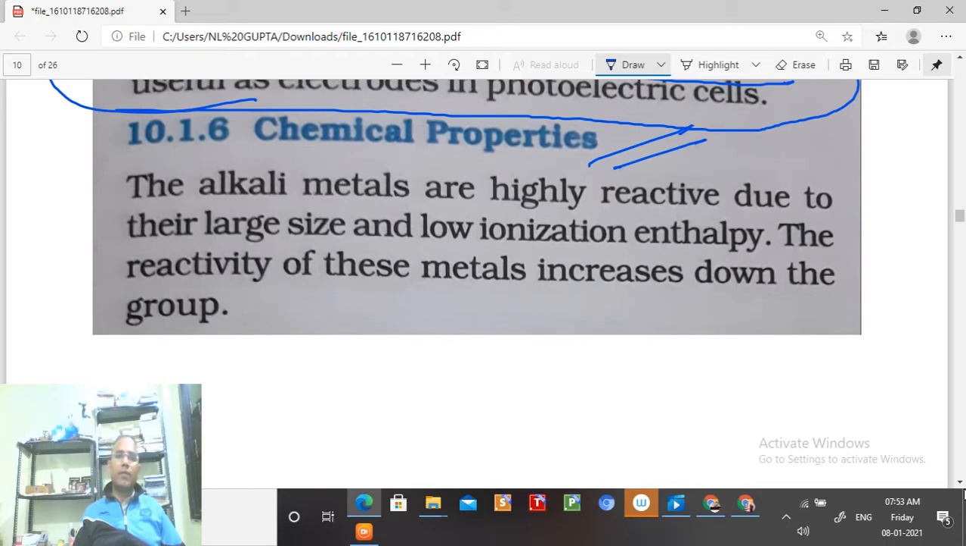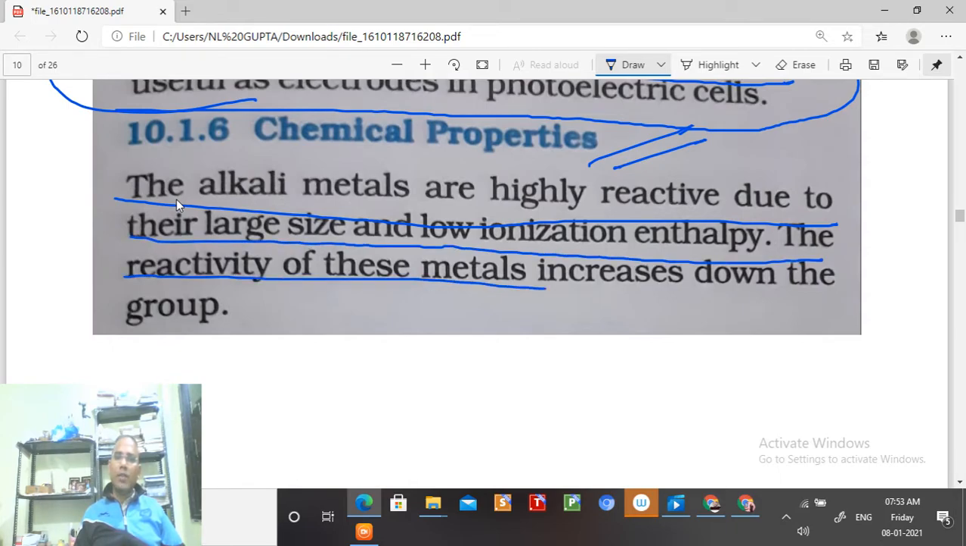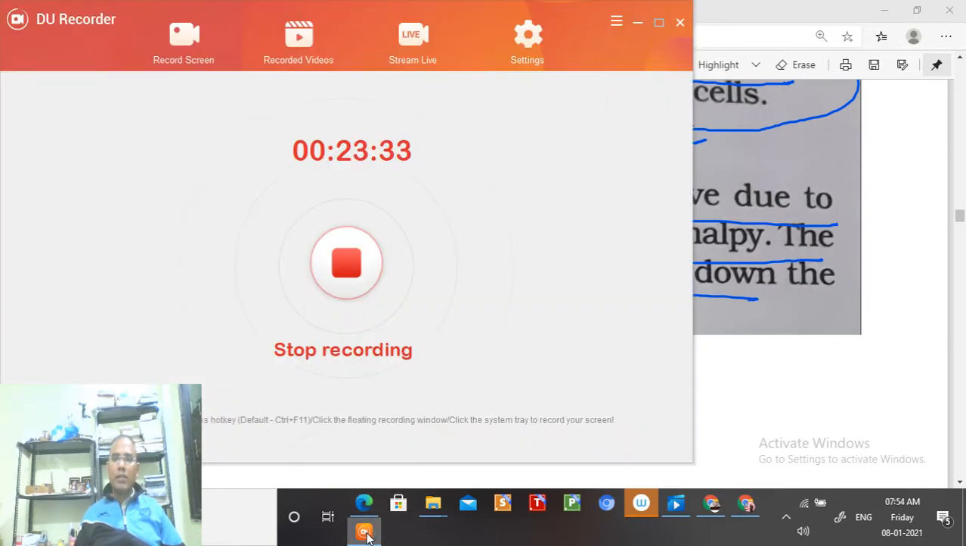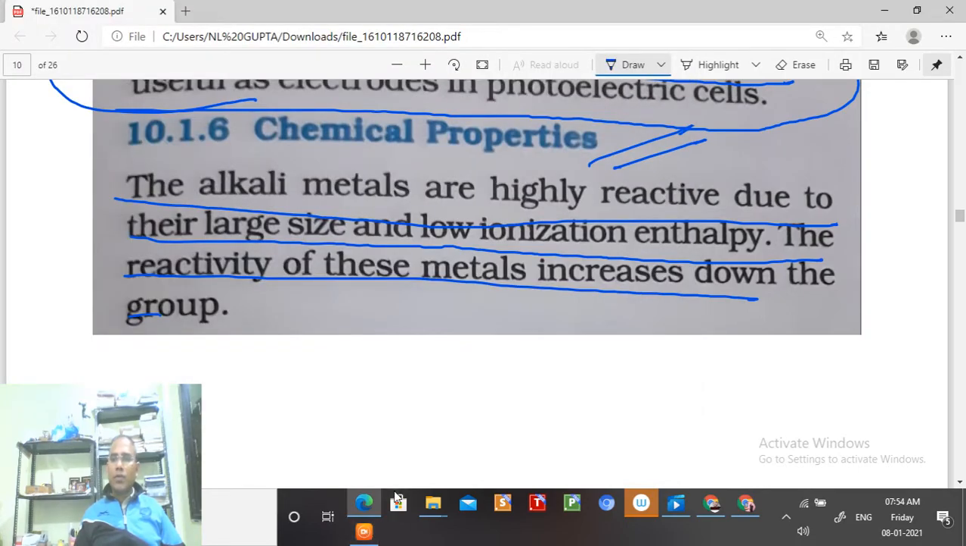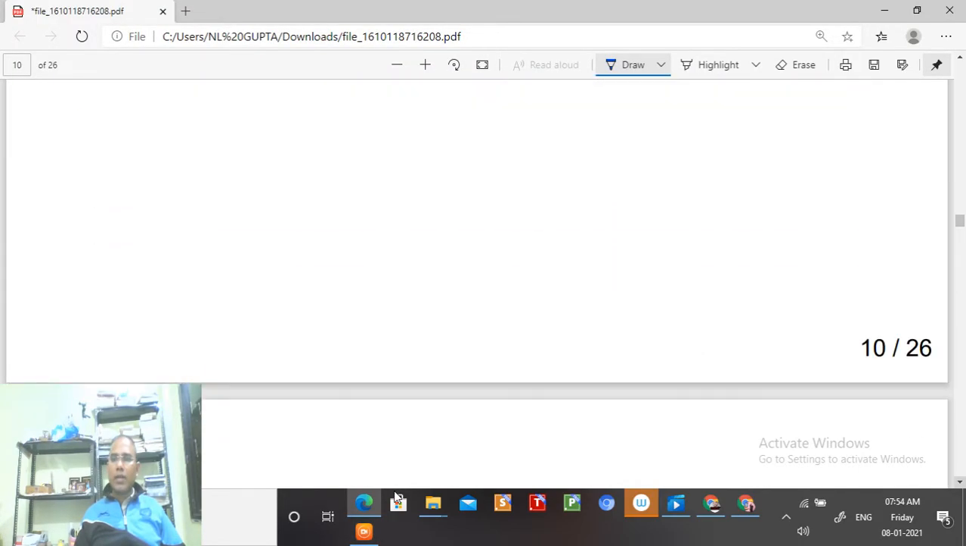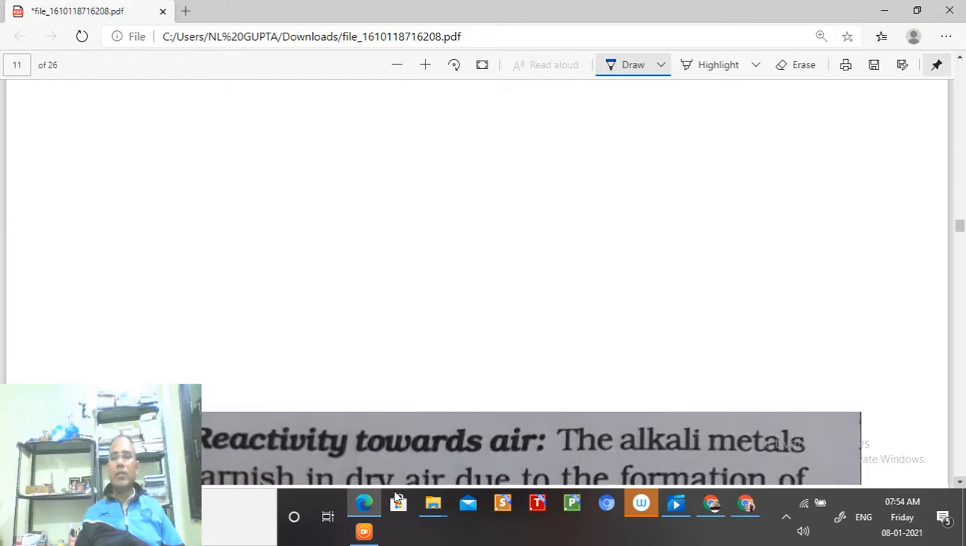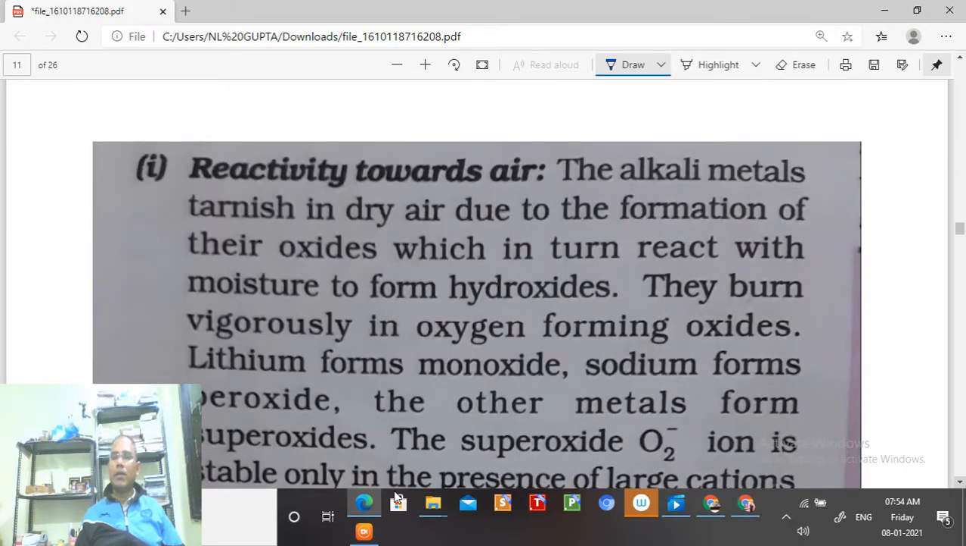Chemical properties. The alkali metals are highly reactive due to their large size and low ionization enthalpy. The reactivity of these metals increases down the group, students. Let us try to understand why reactivity increases down the group: because the ionization enthalpy decreases.